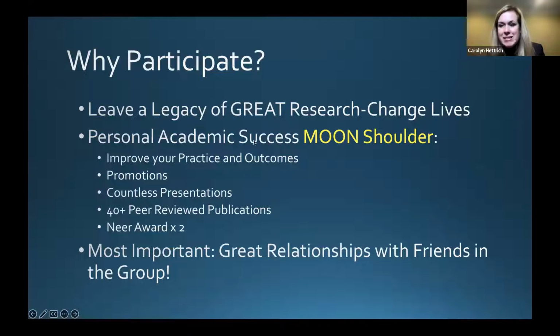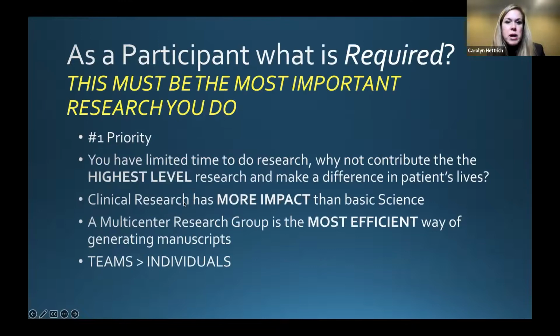Why participate? It's the exact same reasons as before. You work with great people, you get publications, presentations, et cetera, NEAR awards. It's the same whether you lead or whether you participate. As a participant, what's required? This should be the most important research you do. You should be able to dedicate yourself to it. And if you're going to do some time with research, why not contribute to the highest level of research and make a difference in patient lives?